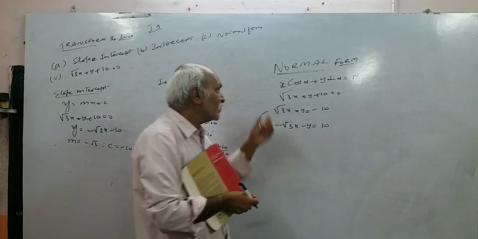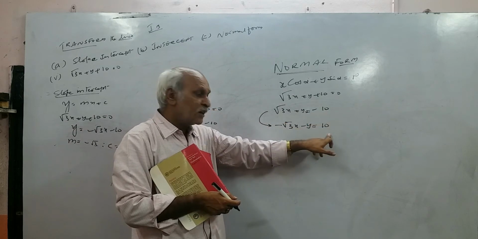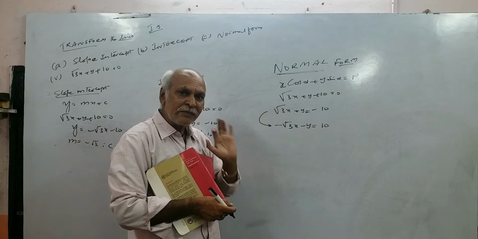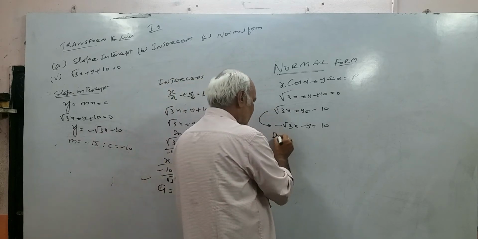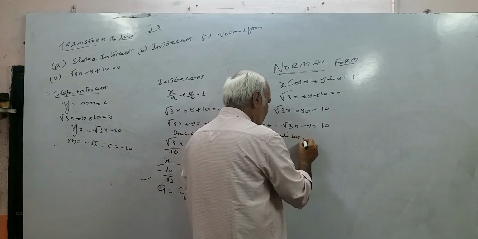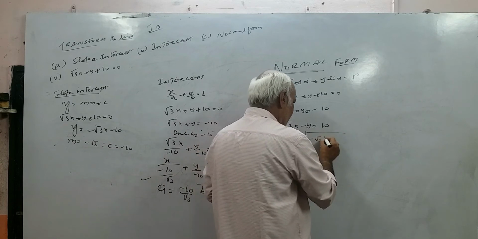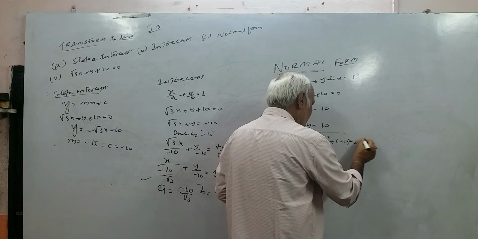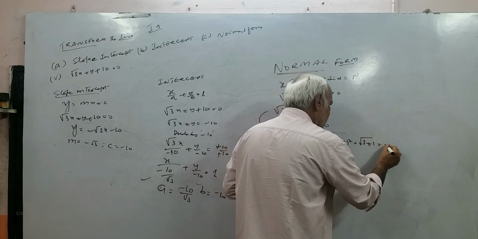That's why in the examination he will give you this. If you write minus 10 and continue, you will not get any marks, sir. So this minus has to be removed and you have to put it here. Now here divide by the root of minus root 3 whole square plus minus 1 whole square, 3 plus 1, which is 2.